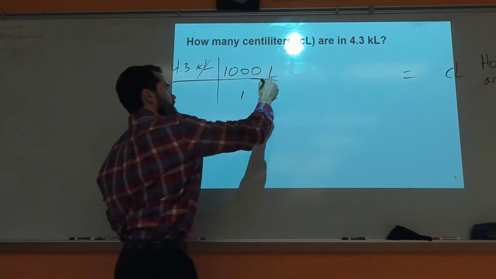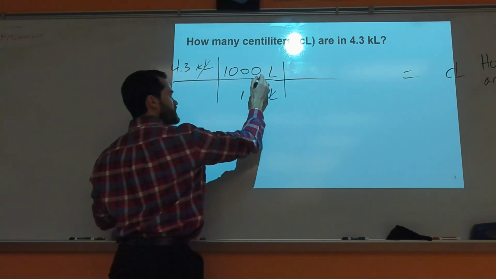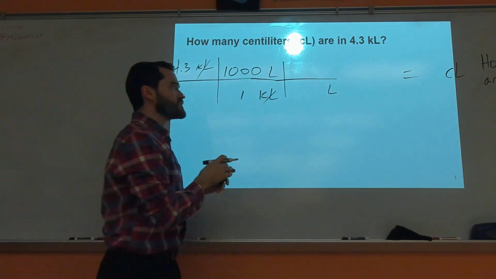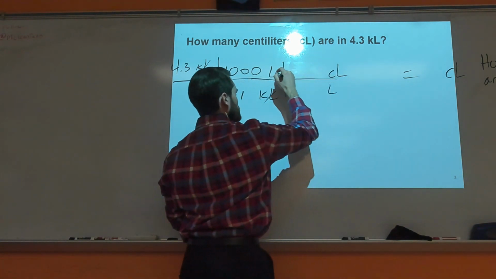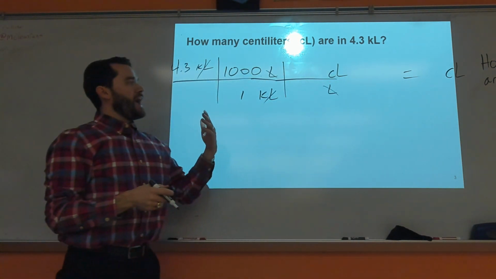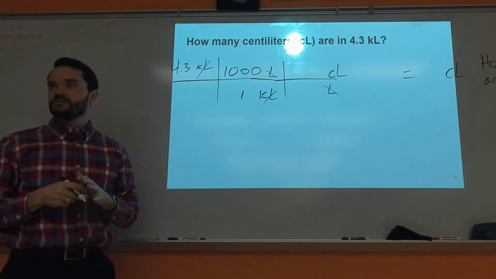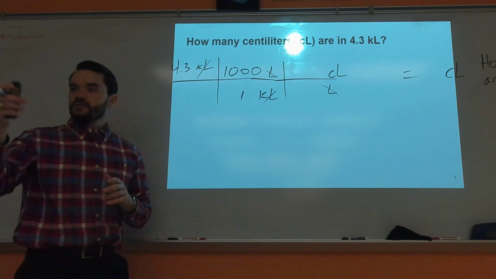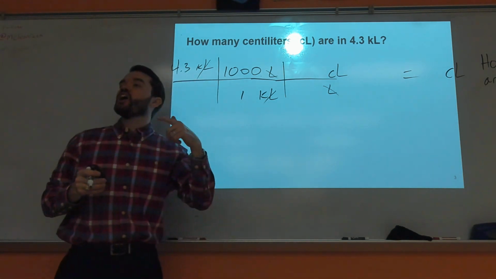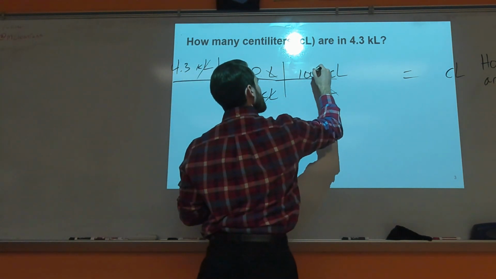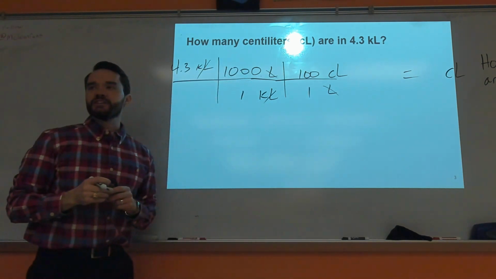Okay. All right. Now then, if liters is here, liters got to go down there, and then we're trying to find centiliters, so then we'll put centiliters up here. So liters will cancel, and then what's the conversion from centiliters to liters? So it's 100 centiliters. Yeah, good. Centi. Things are like 100 cents in $1. So 100 centiliters are in 1 liter.